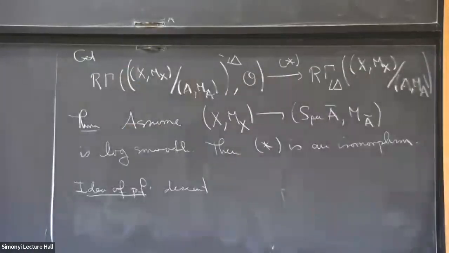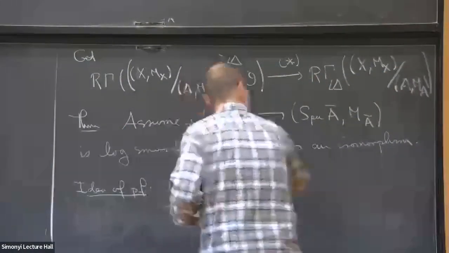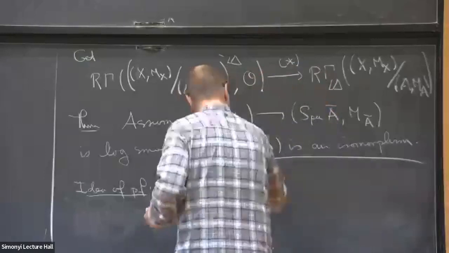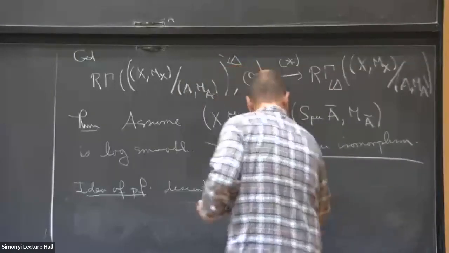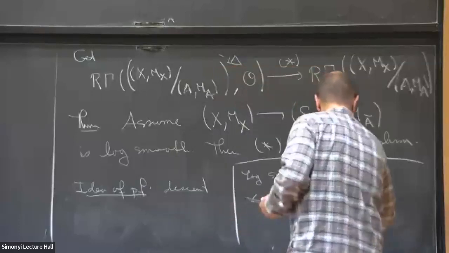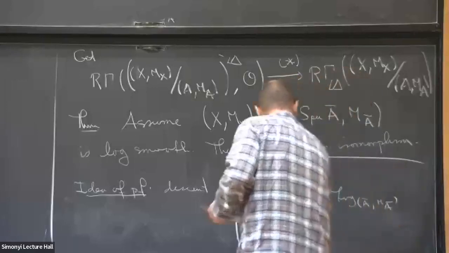What about smoothness, is it a property of the map from X? Yes, thank you. I should say, log smooth is equivalent to the map X to log bar and A bar.